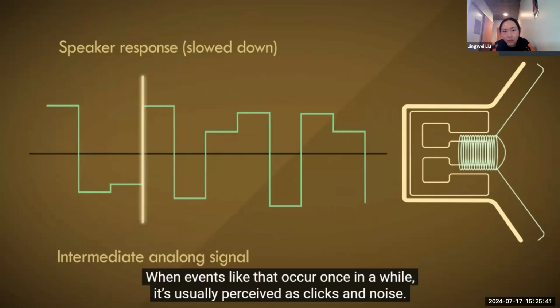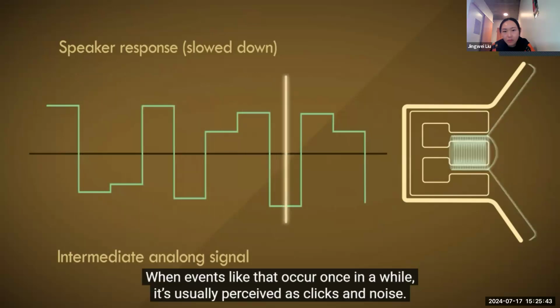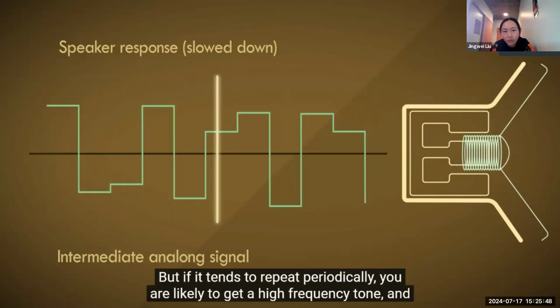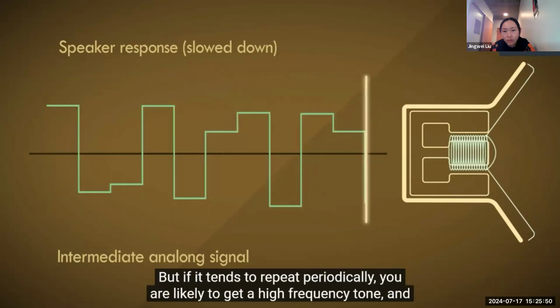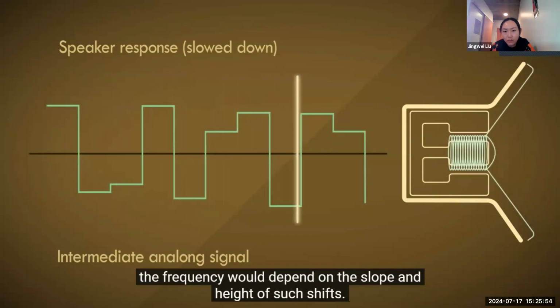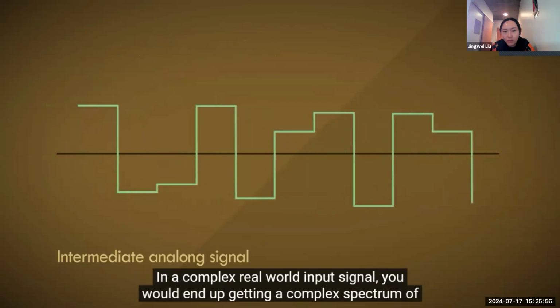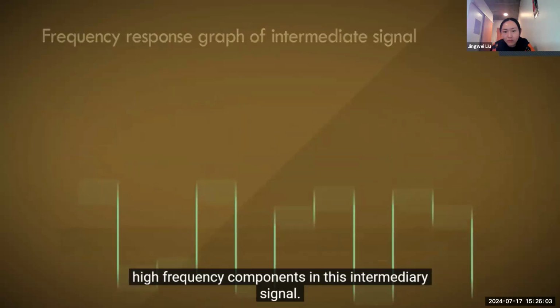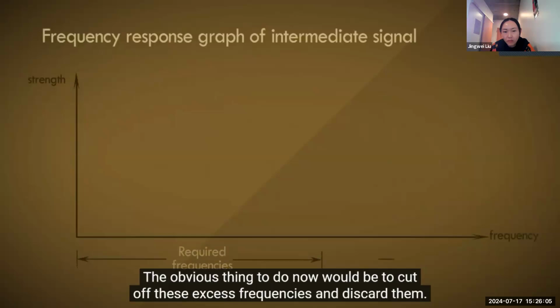When events like this occur once in a while, it's usually perceived as clicks and noise. But if it tends to repeat periodically, you're likely to get a high frequency tone. And the frequency would depend on the slope and height of such shifts. In a complex real-world input signal, you would end up getting a complex spectrum of high-frequency components in the intermediate signal. The obvious thing to do would be to cut off these excess frequencies and discard them.